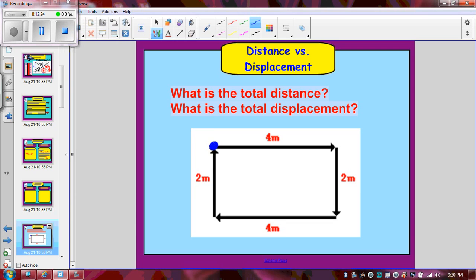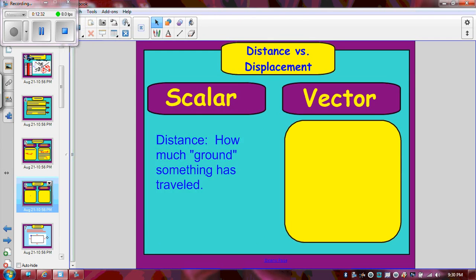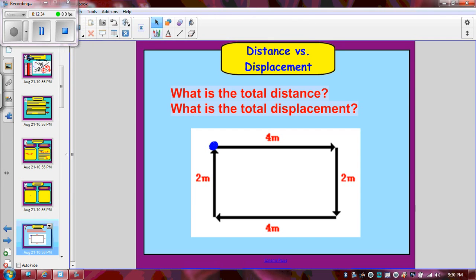Remember, total distance is defined as the amount of ground that is covered. So let's look at this example right here. This object, whatever it is, went to the right 4 meters, went down 2 meters, so now we're at 6, went to the left 4 meters, so now we're at 10, and went up 2 meters, which is now 12 meters. The amount of ground that was covered was 12 meters.